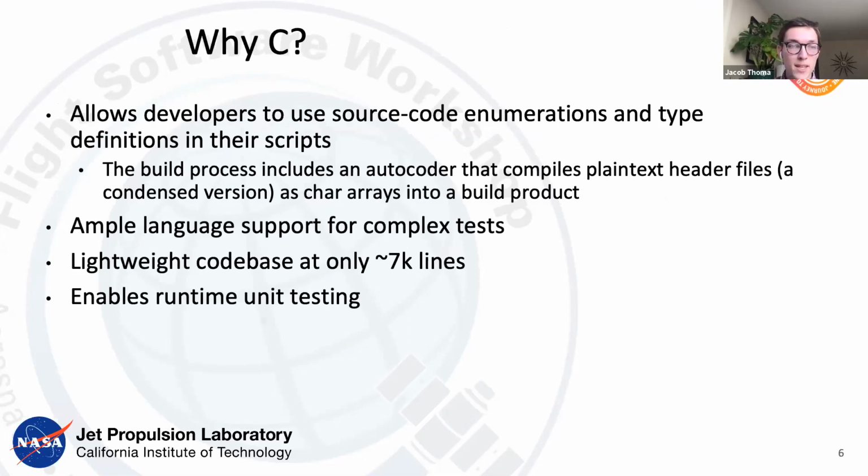So then why did we pick C for our interpreted language? A big reason is that it was easy for developers to use, because they can use source code enumerations and typedefs in their scripts just like they were writing compiled C. And that's enabled by an autocoder in the build process that goes through all the header files and pulls out the typedefs, enums, and preprocessor directives and creates a bunch of char arrays in a build product that PITH can look at and interpret directly when you #include a header file.